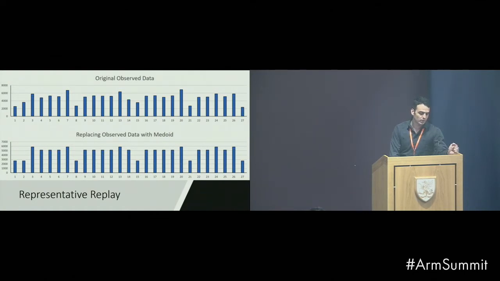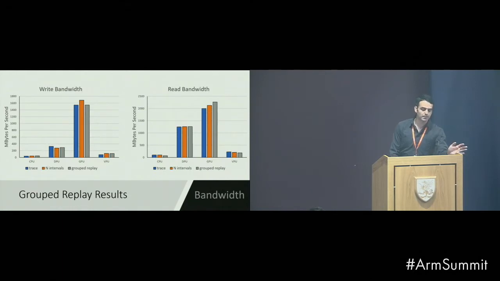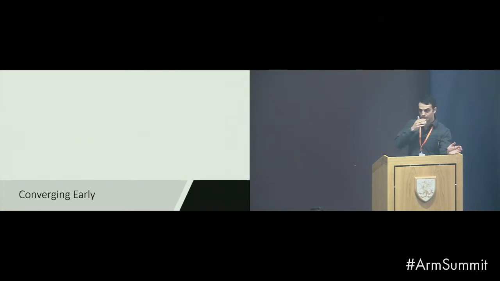Okay? So now what if I replayed the bottom 27 intervals here? So I only have 3 statistical profiles that I'm replaying in this sequence. Once again, my bandwidth is still relatively similar. But once again, I have not received any speedup yet. I'm still simulating for the exact same number of cycles. So how do I converge early? How do I get to a result early?